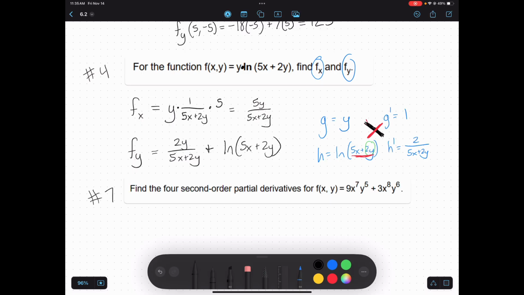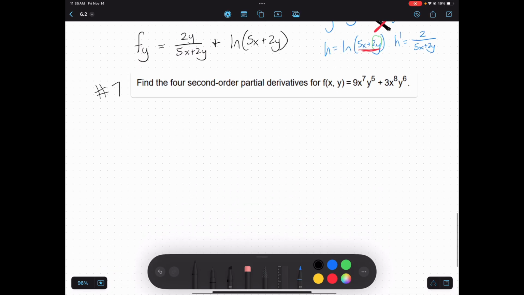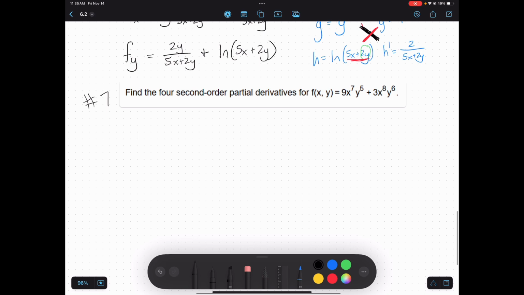Okay, the last question I want to go through from your homework is number 7. And this is where we get to talk about second order partial derivatives. And notice how it specifies we're going to find the 4, right? Remember, there's 4 different ways we could come up with a second order partial derivative. We're going to find all 4 of them.